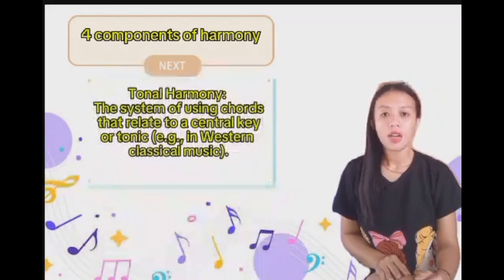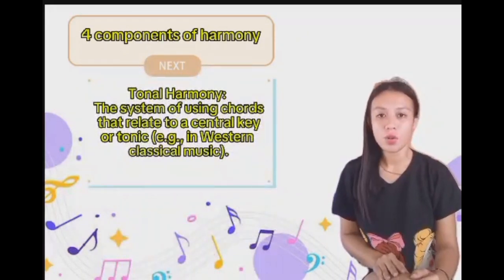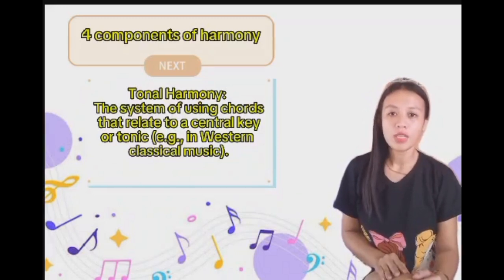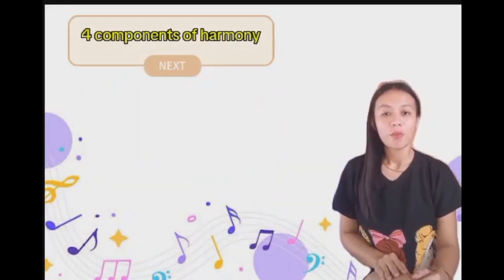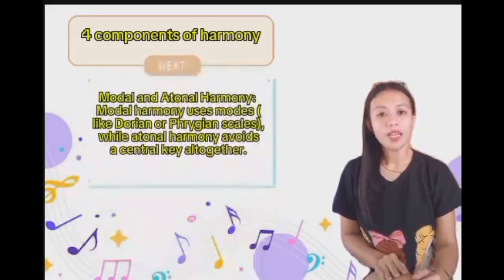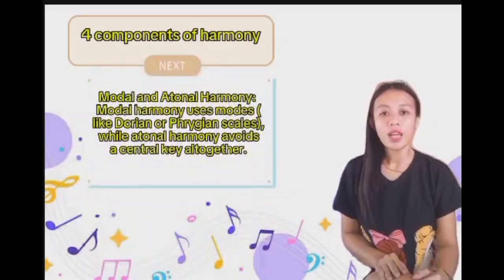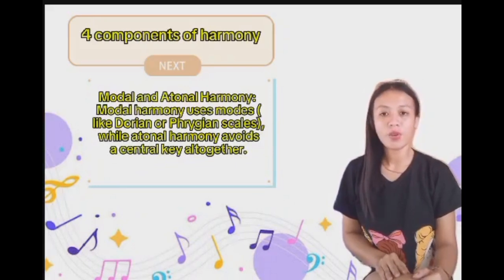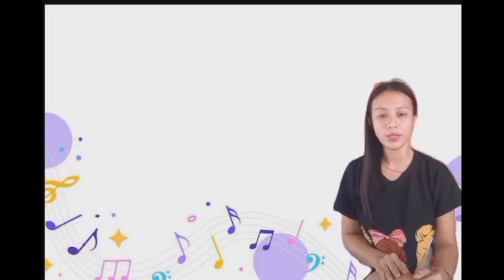Third is tonal harmony, the system of using chords that relate to a central key or tonic. Example, Western classical music. And last is modal and atonal harmony. Modal harmony uses modes like Dorian or Phrygian scales, while atonal harmony avoids a central key altogether.